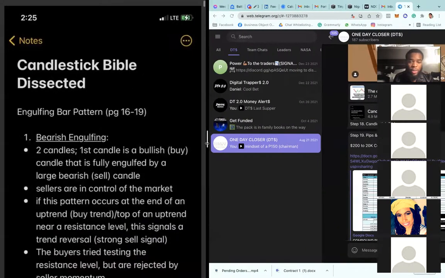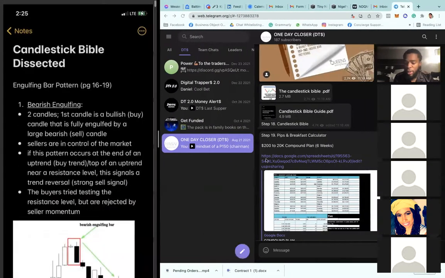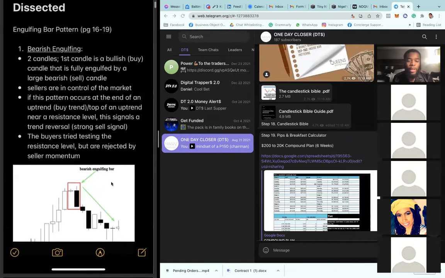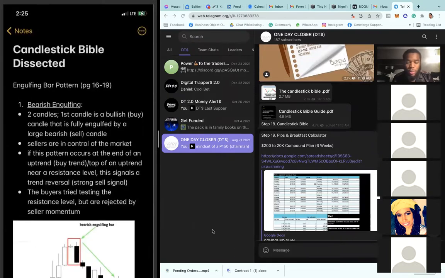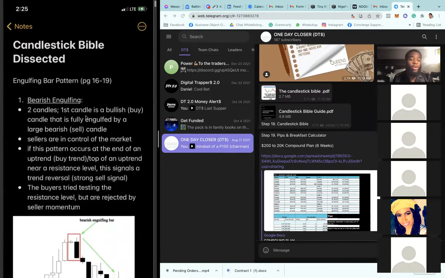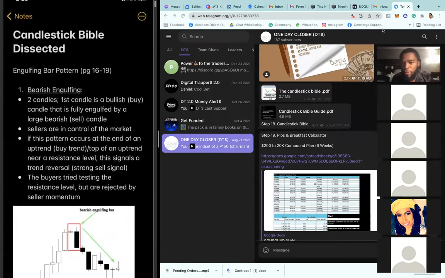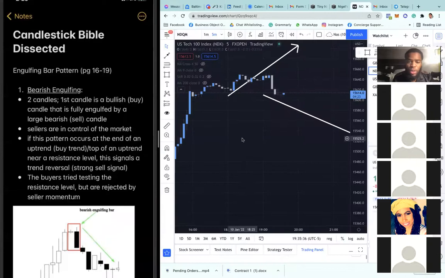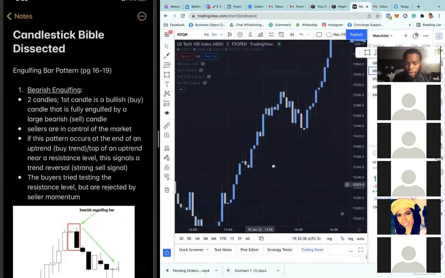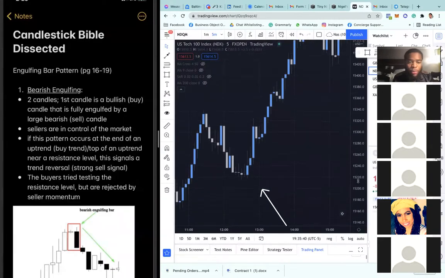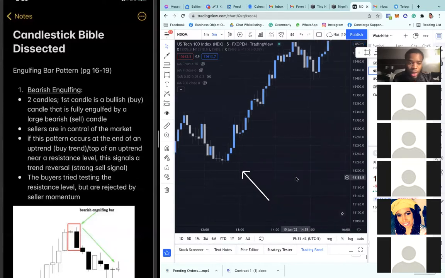This Candlestick Bible, again, is completely free. I can go ahead and drop the link as well. They have a regular version and a broken down version. I like the broken down version because it actually shows examples and you'll have it in a much more condensed form, so you can physically see what's going on in the chart. I liked it a little bit better. So without further ado, guys, we're going to go through a few of these concepts.